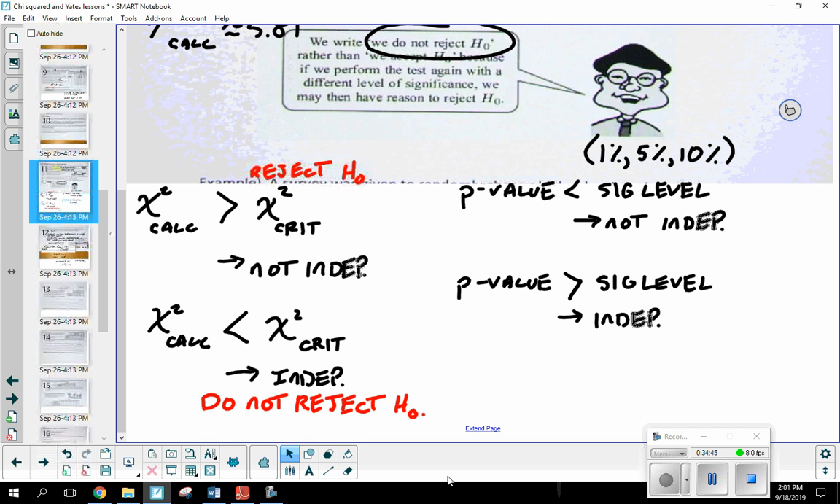Think of the p-value as having the final say. So if the p-value does contradict it, you want to go with the results of the p-value. That's a good question.